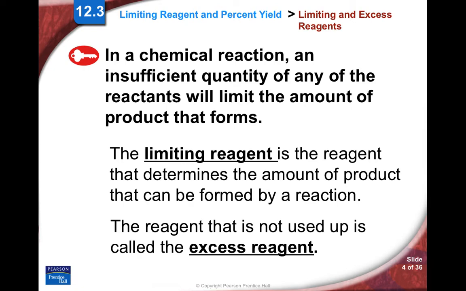And then the excess reagent, or XS, my little shorthand here, is the one that you have plenty of, lots and lots of, doesn't limit your amount of product based on your recipe, which of course for chemists is the balanced equation.